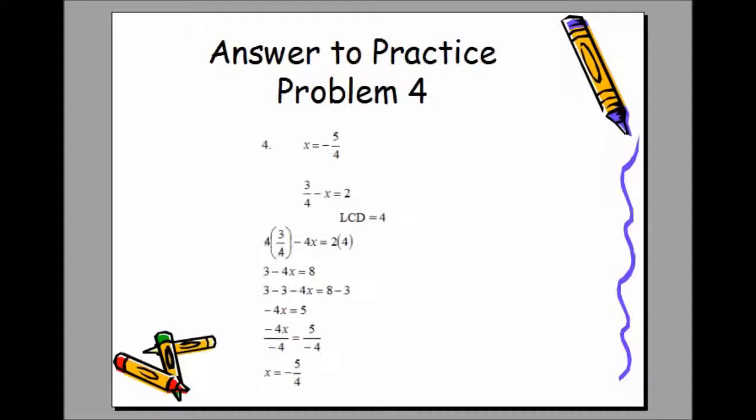Now we solve for x. The easiest way is to subtract 3 from both sides. This leaves us with negative 4x equals 5. Dividing both sides by negative 4 gives x equals negative 5/4.